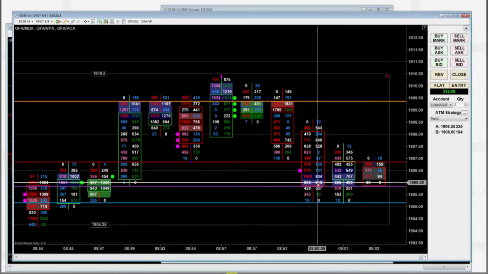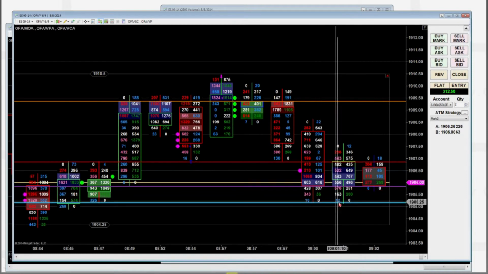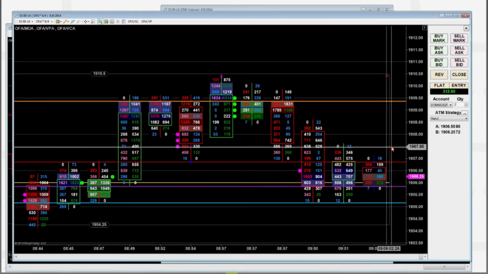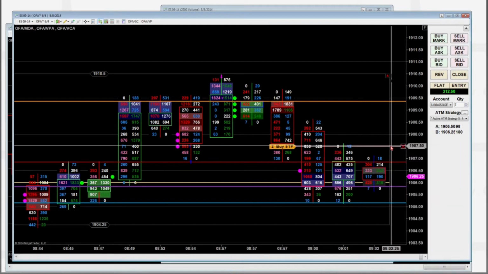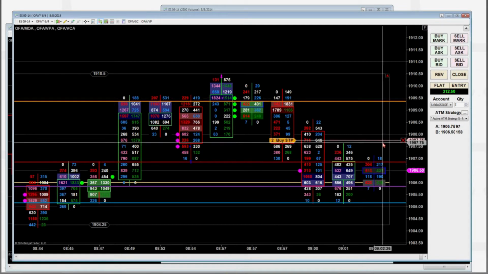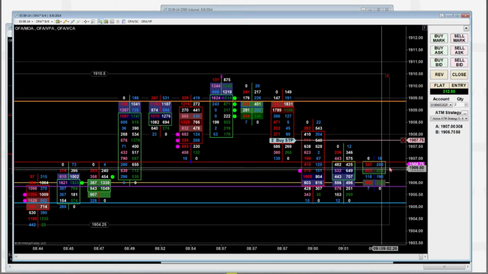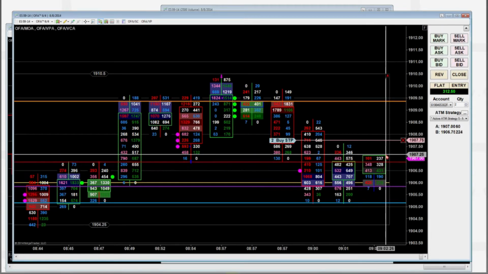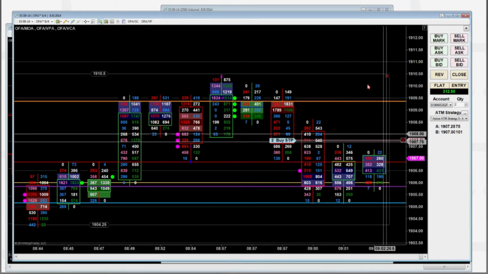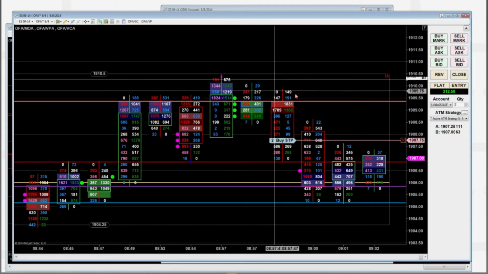So VPOC is down below at 1906. Weakness, weakness. We're getting a little two-sided trading here, but if we start getting strength back into the bid, I'm going to look to take this breakout and see if we can't get back up to 10 and higher.